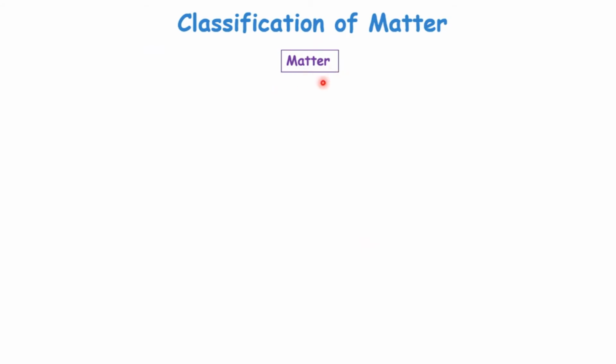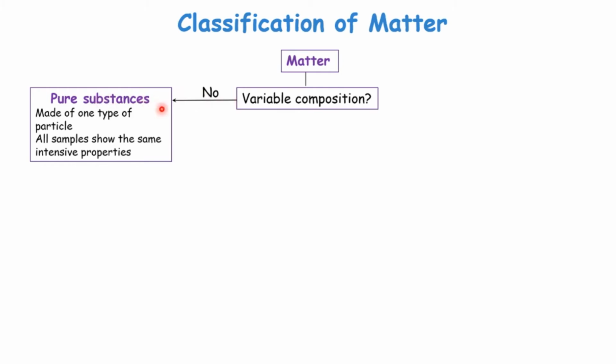Now let's go through this summary slide. This is a very useful one. Classification of matter. We start with matter, okay? So matter is anything that occupies space and has a mass. So first, let's ask this question. Does the matter have variable composition? If it does not, then that's just pure substances. Pure substances are made of one type of particle, just one type of particle. And all samples show the same intensive properties.